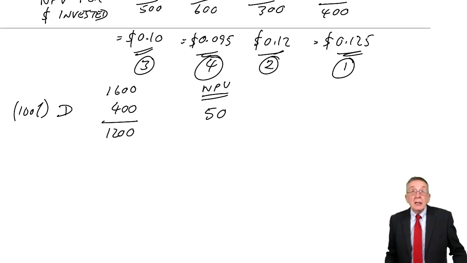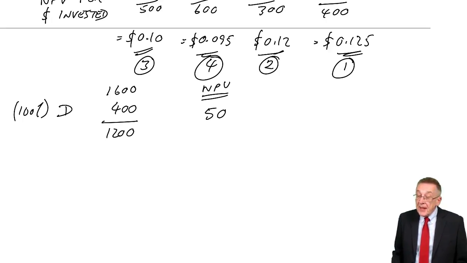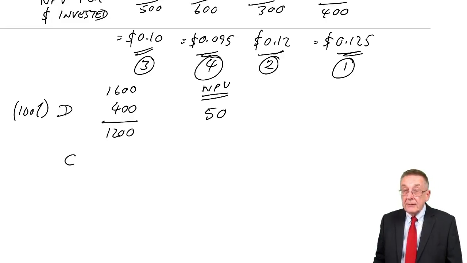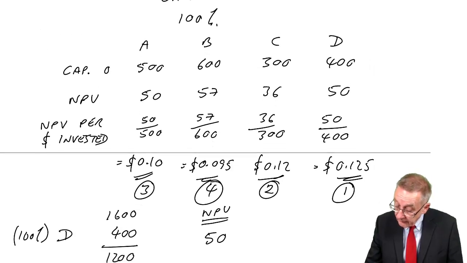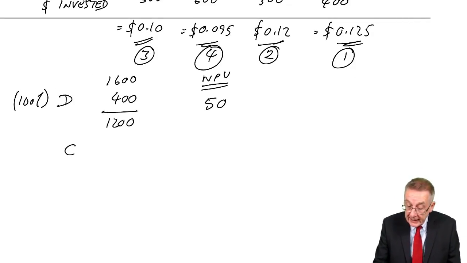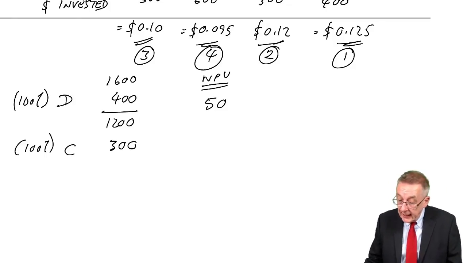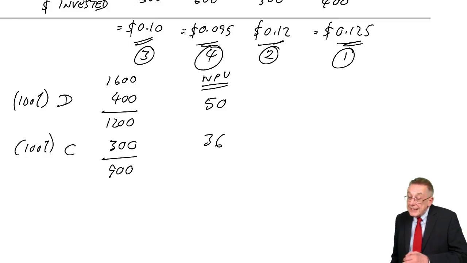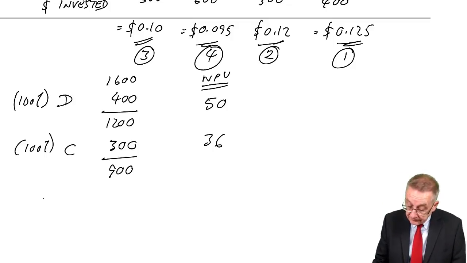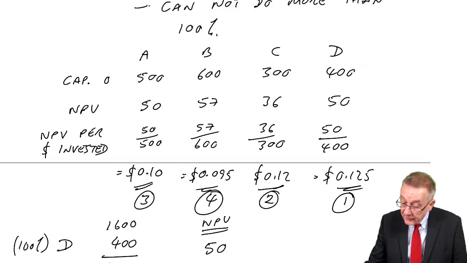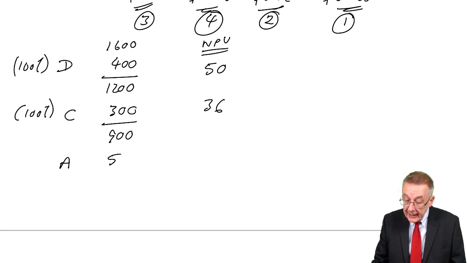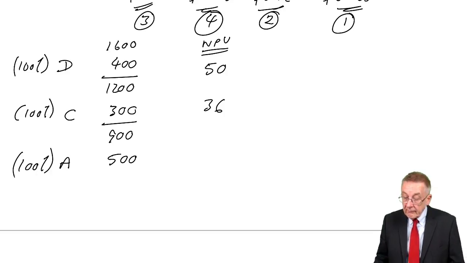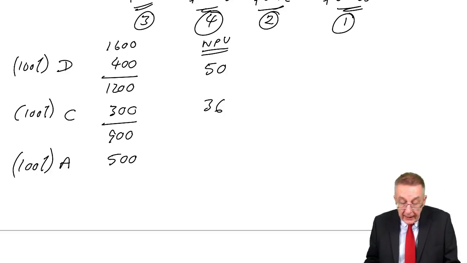I've still got 1,200 left. We can't invest more in D, maximum 100%. So we'll go to the one that's next best, which is C. How much does C need? 300, so I can do all of C. We'll invest 300. And because we're doing all of C, the NPV will be 36. How much left? We've still 900 left. Can't invest in more of C, so go to the next best, which is A. A needs 500, so we can afford to do all of A. 100%. And since we're doing all of A, we'll get 100% of the NPV, which is 50.